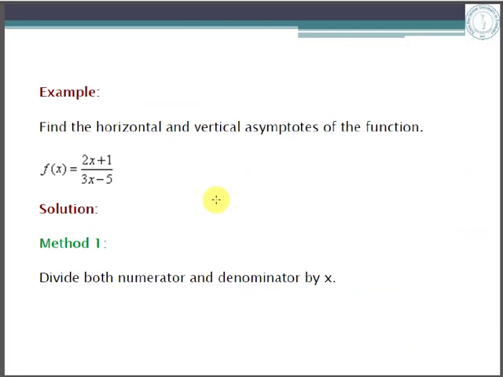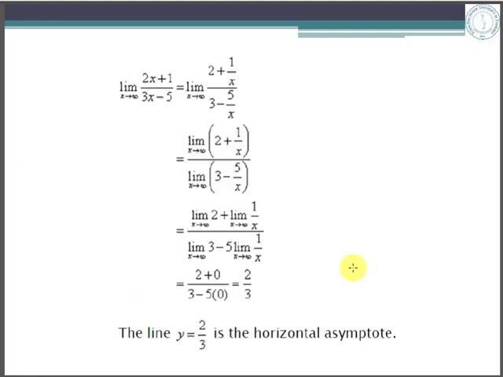And now, another example. Find the horizontal and vertical asymptote of the function f of x is 2x plus 1 over 3x minus 5. So, solution. Well, let's consider the first method. Divide both numerator and denominator by x. So what do we get? If you divide, it will be 2 plus 1 over x and 3 minus 5 over x.